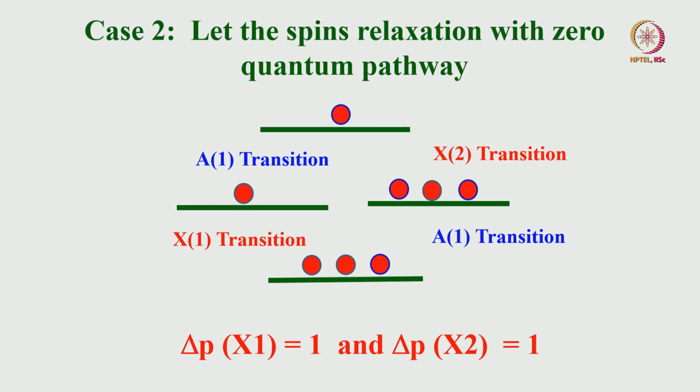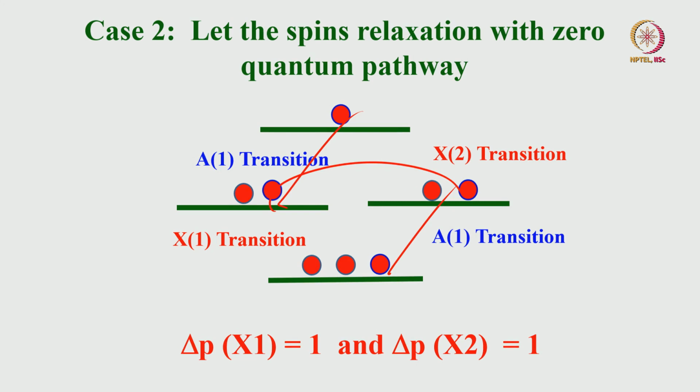Again I have saturated the A spin, and both have been made equal. But I will do one more thing now. Instead of allowing the spins to relax through the double quantum pathway, why can't I allow them to relax through the zero quantum pathway like this? If the spins relax through the zero quantum pathway, there is a different phenomenon now. Let us now calculate the intensity.